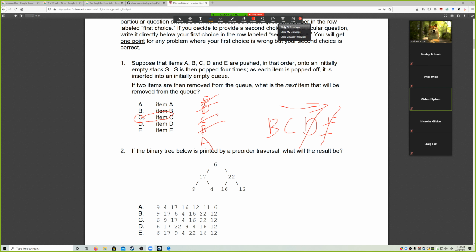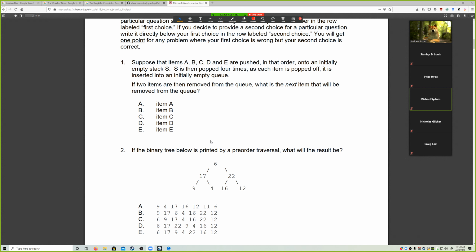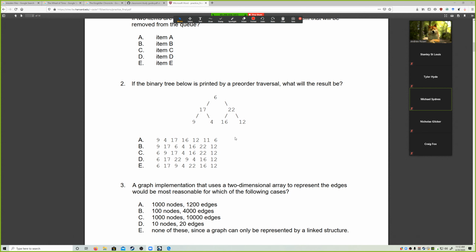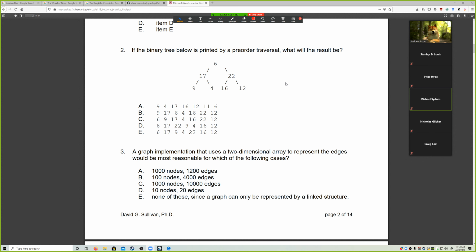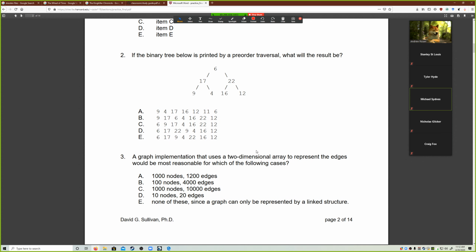And clear all drawings. And now go back to mouse. All right. If the binary tree below is printed in pre-order traversal, what would the result be?